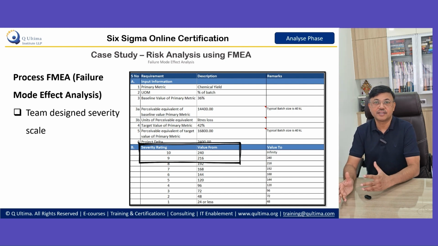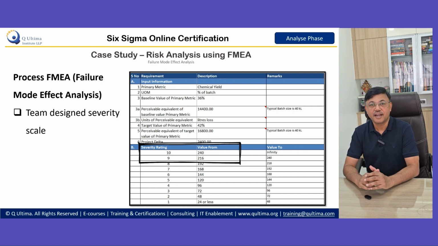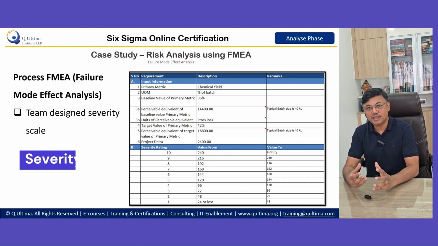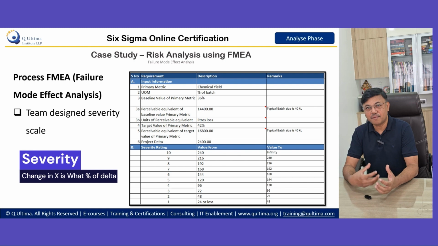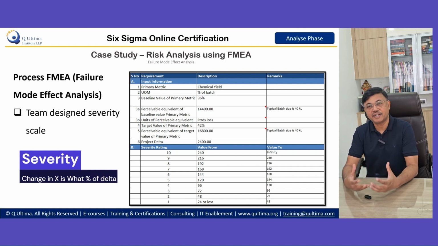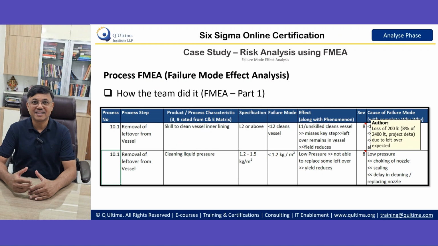9% of this difference is the rating of 9, and therefore the severity scale is such that if X changes and the impact is 1%, the rating is 1, and when the impact is 5%, the rating is 5, and when it is 10% or more, the rating is 10. Let us see how the team proceeded with FMEA.